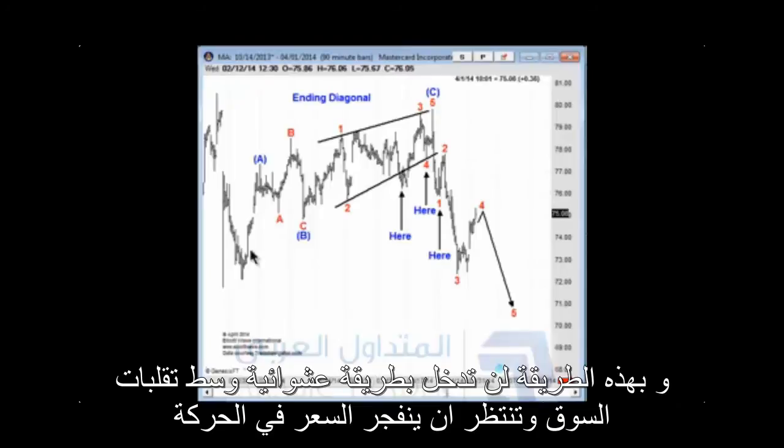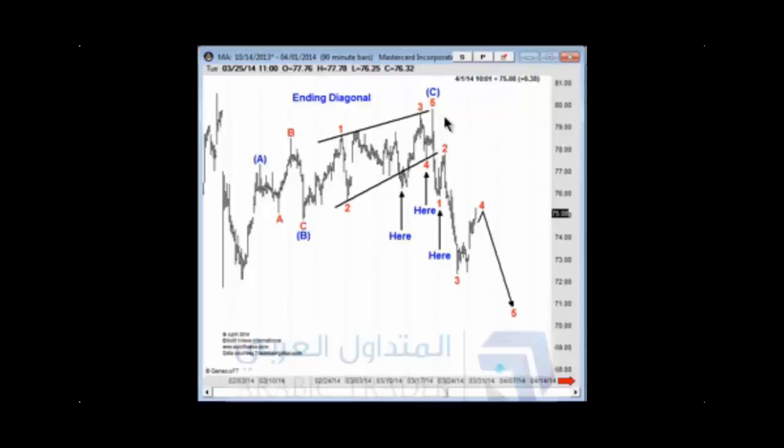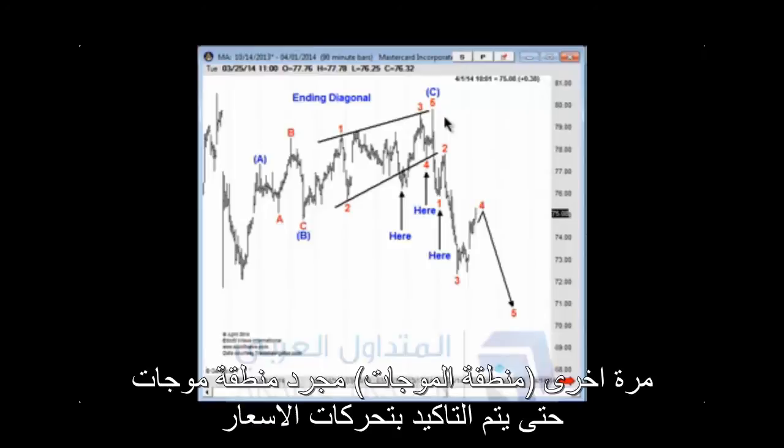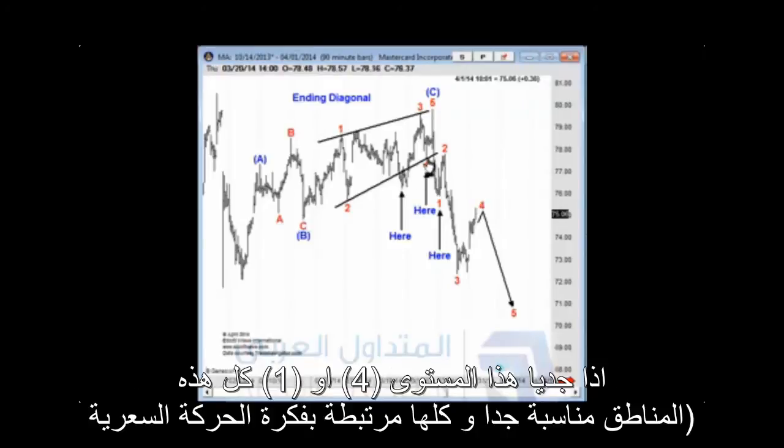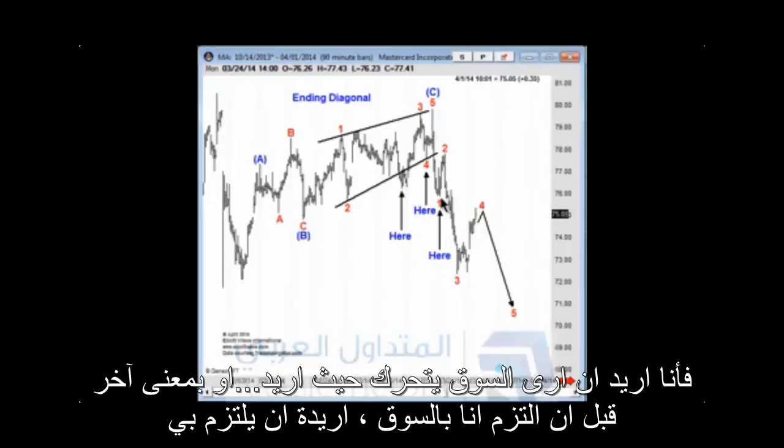This way, you're not simply going 1, 2, 1, 2 to the upside and saying, okay, this market's going to explode, and then it's a failed wave count. Again, a wave count is just a wave count until it is confirmed by price action. So really, this level or this level or this level all would have been appropriate. And again, they're all based on the idea of confirming price action. I want to see the market move my way, or another way to put it is, I want the market to commit to me before I commit to the market.